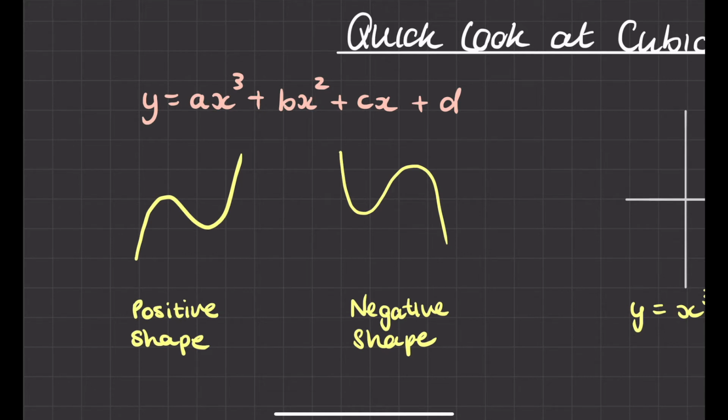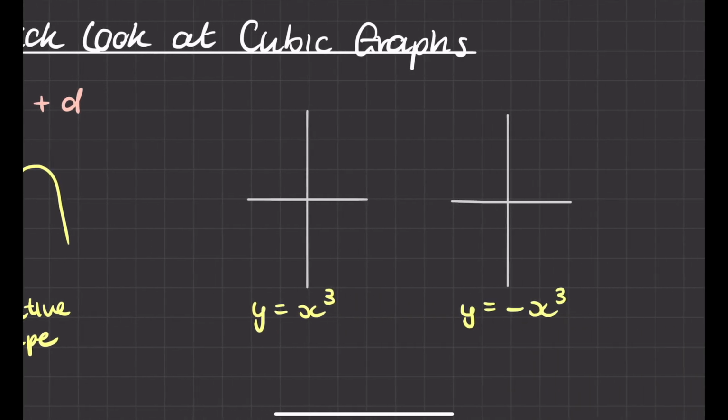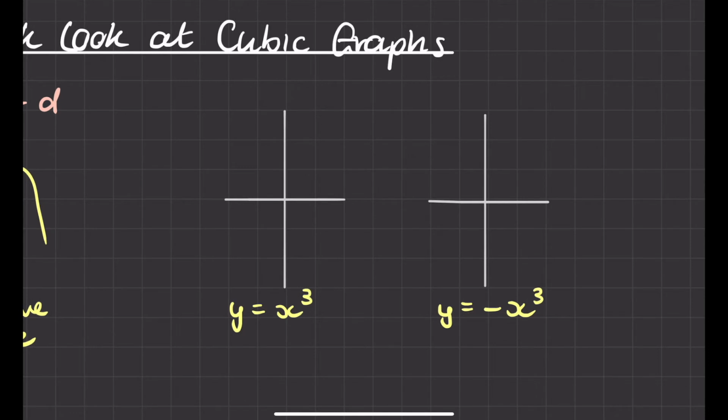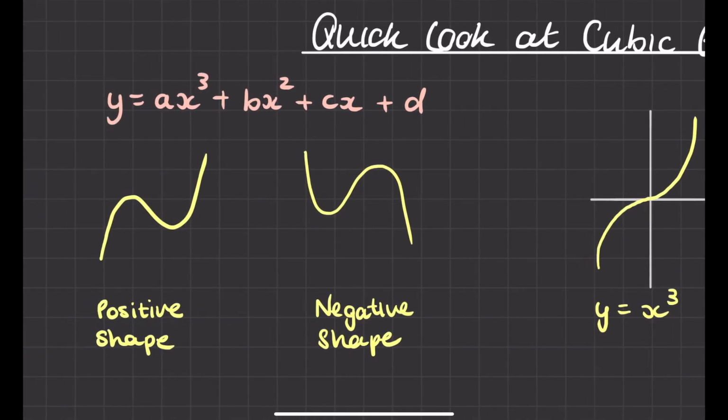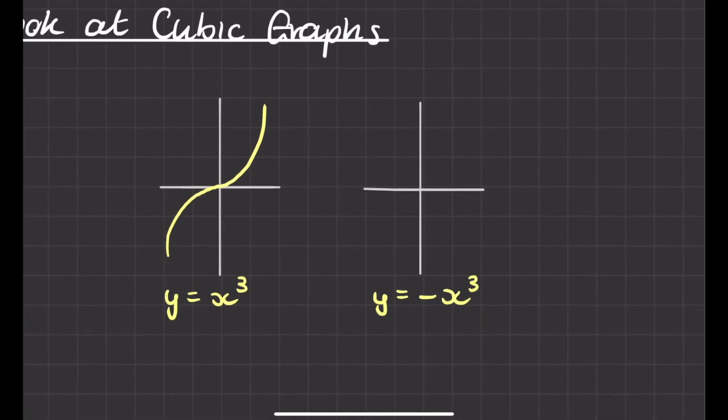Now, if I look at some simple examples, let's sketch y equals x cubed. Well, this one looks like this. It doesn't quite have the same lump in it, does it? This is a bit smoother. It's got a point of inflection. That's just a shape that you need to be aware of.